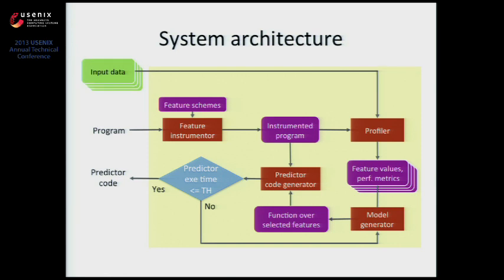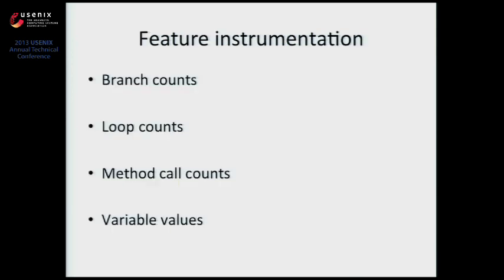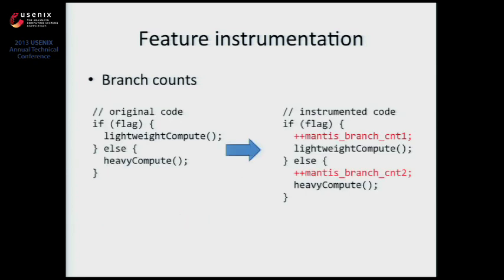So let's look at the details of the modules one by one. First, feature instrumentation. Currently, Mantis uses 4 feature schemes: branch counts, loop counts, method call counts, and variable values. Branch counts are useful since execution time changes depending on control flow. Here, the original code does lightweight computation or heavyweight computation depending on flag. In the instrumented code, for each conditional occurring in the program, we add 2 counters, one counting the true branch and the other counting the false branch.